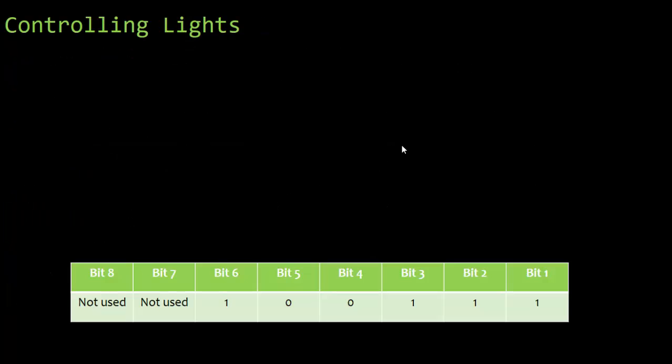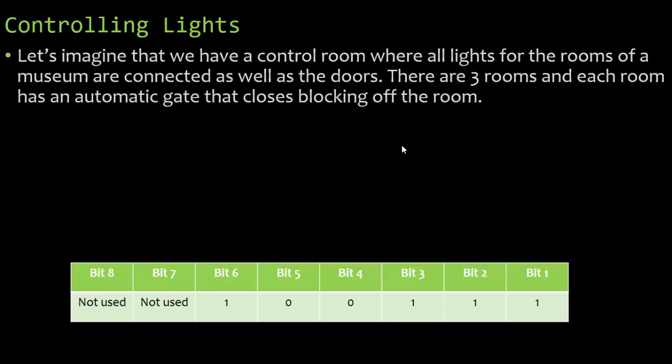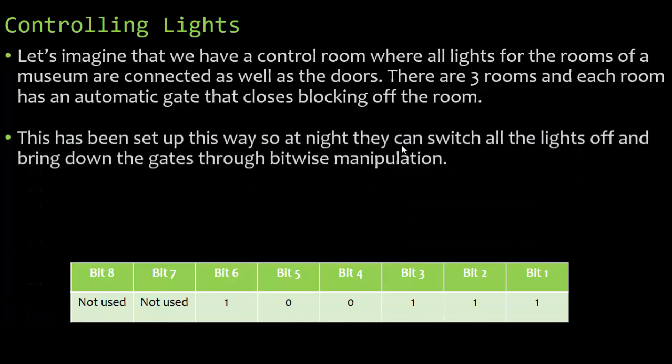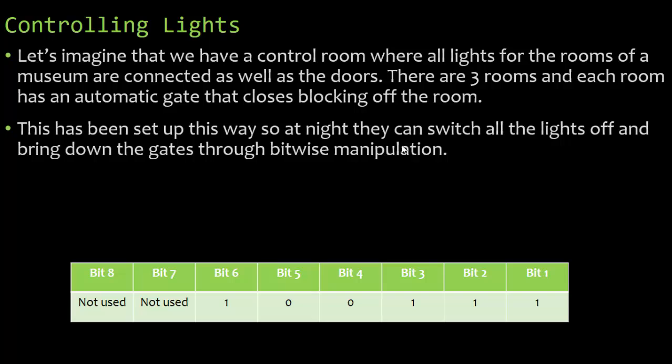Well, let's take a look at some examples here. So let's take a look at controlling lights. Let's imagine we have a control room where all lights for the rooms of a museum are connected, as well as the doors. There are 3 rooms, and each room has an automatic gate that closes, blocking off the room. This has been set up this way so at night, they can switch all the lights off and bring the gates through bitwise manipulation.